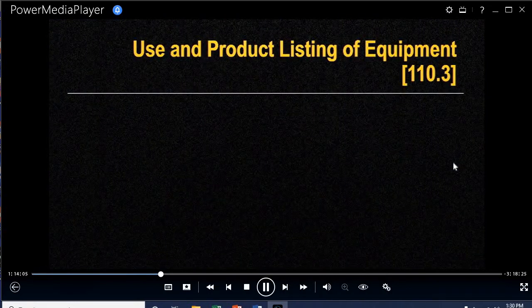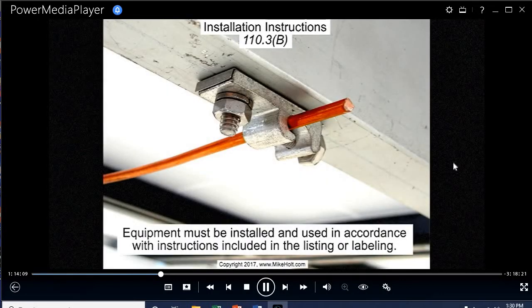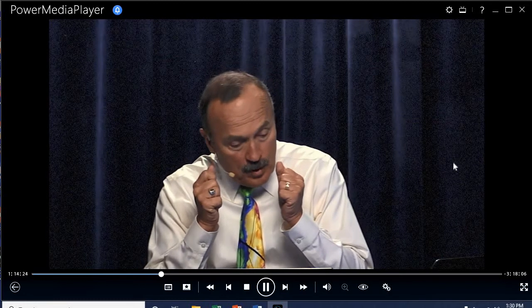110.3, use and product listing of equipment. I'm only covering 110.3(B), which says equipment must be installed and used in accordance with listing instructions, with instructions included in the listing or labeling. Now, we've got to be careful here. Almost nobody is aware of this.